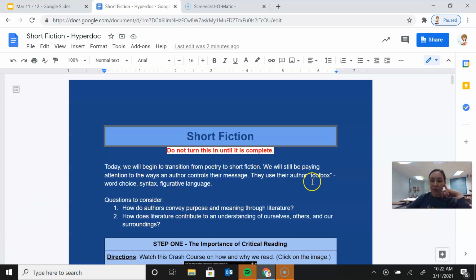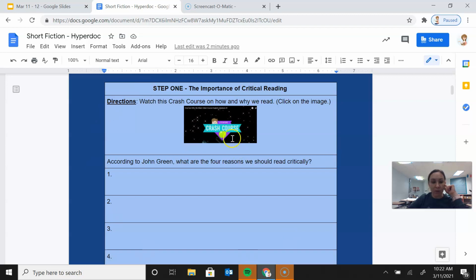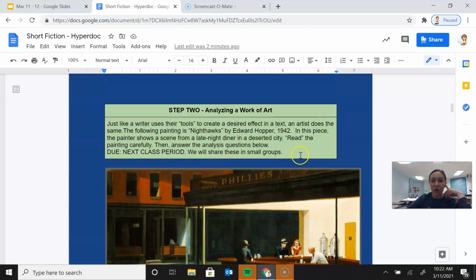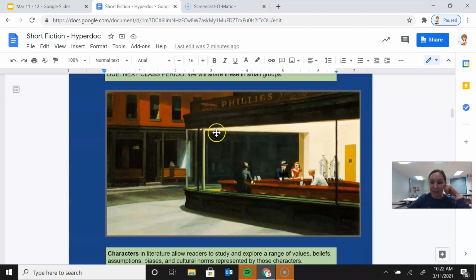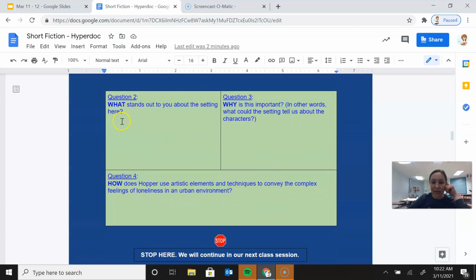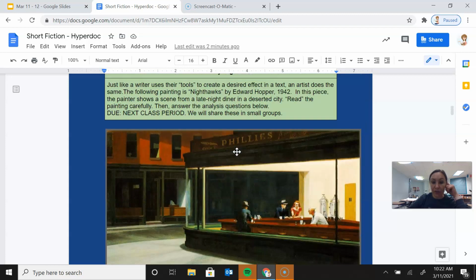You should have already completed step 1 earlier this week, when we watched the John Green Crash Course video and then you answered those 4 questions. And then your homework was to analyze this piece of art called Nighthawks by Edward Hopper, and answer questions 1 through 4 right here on the hyperdoc. So hopefully you were able to complete that.